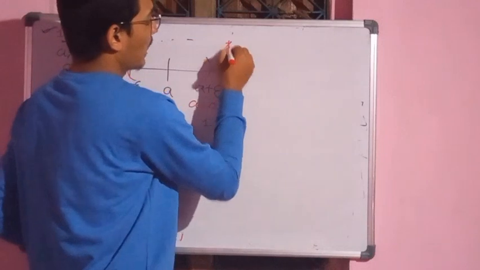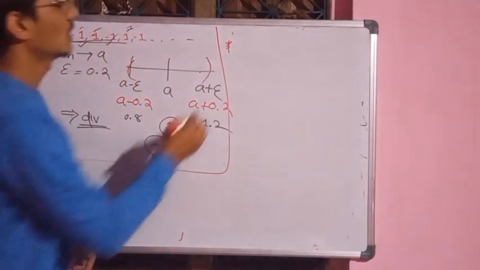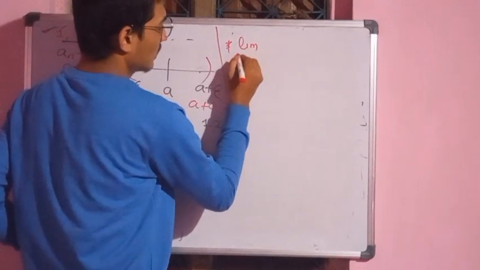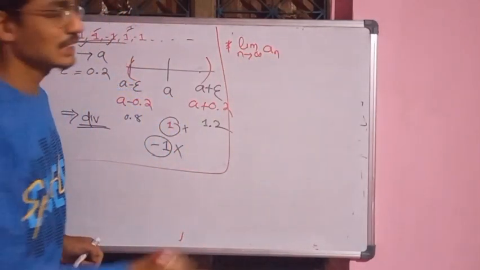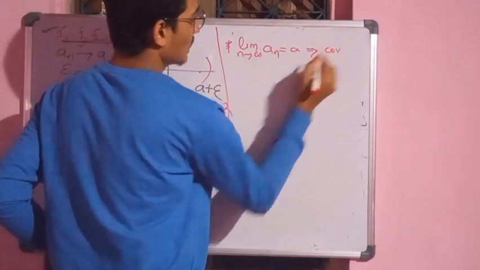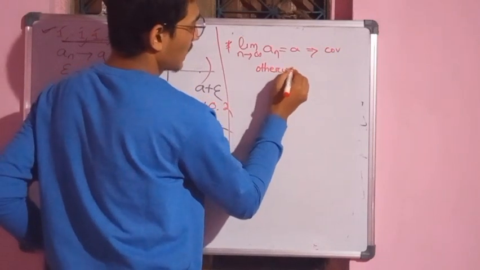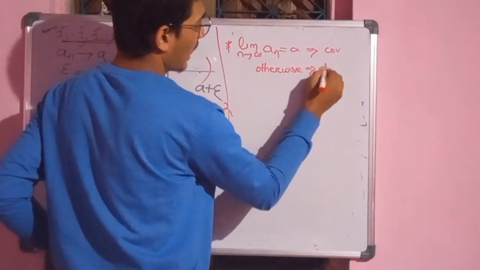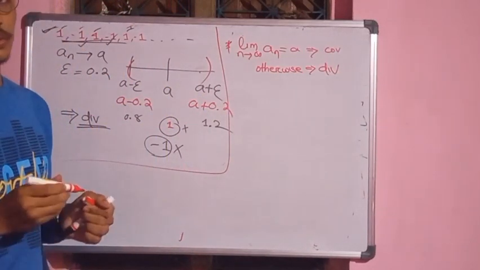Also, write one point. This is over. This sequence is divergent. If the limit as n tends to infinity of a_n exists, then my sequence is convergent; otherwise, my sequence is divergent. So I hope all things are clear to you.